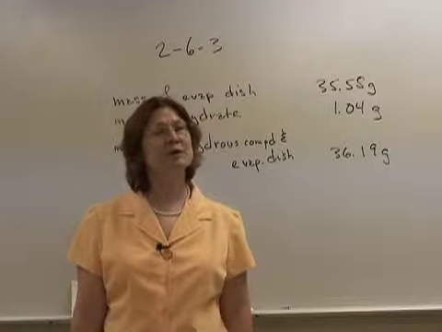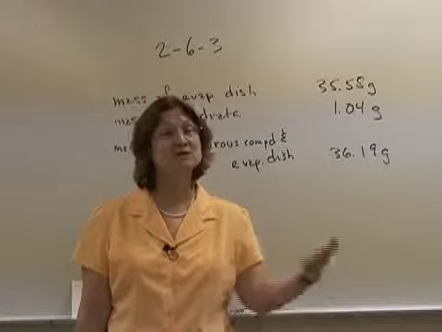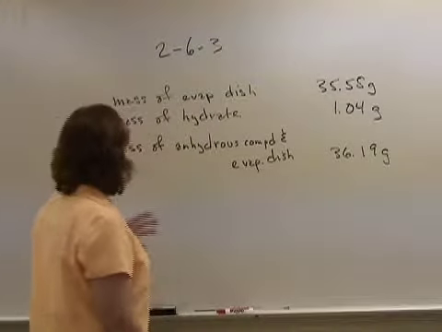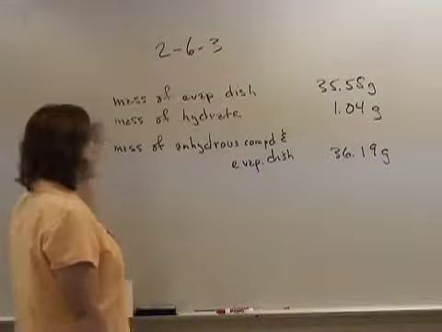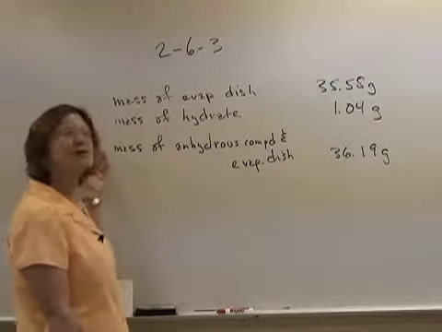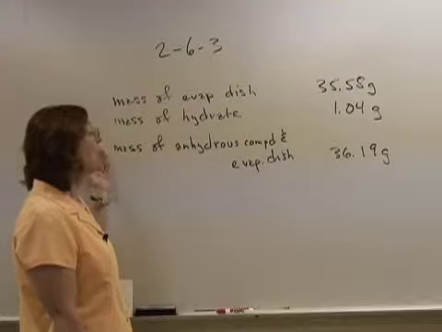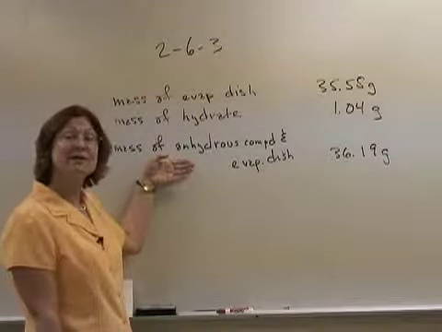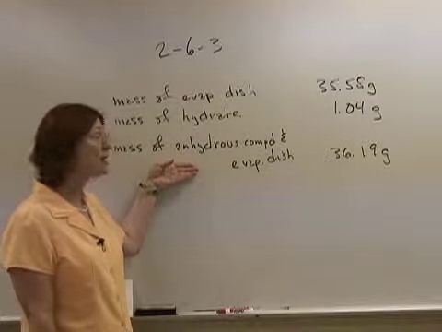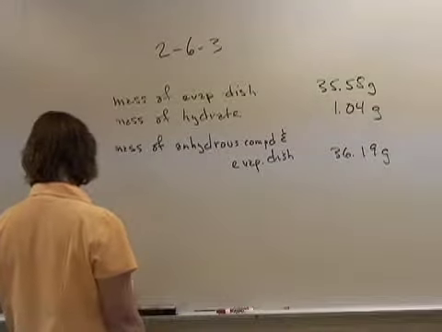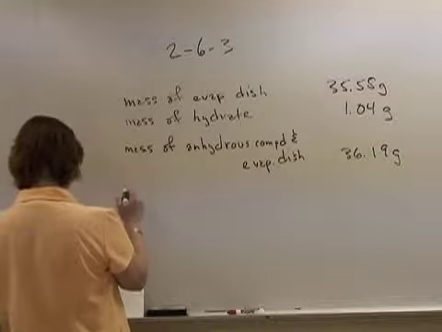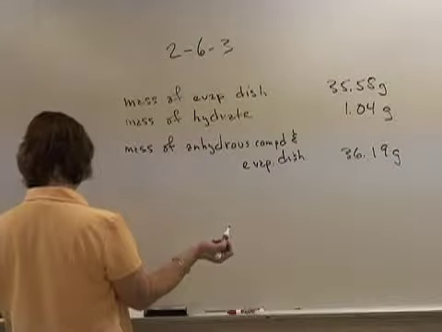In order to determine the formula for the hydrate, I must first figure out how much of the anhydrous compound that I had. Now I'm given in this data table the mass of the hydrate, the mass of the evaporating dish, and the mass of the anhydrous compound with the evaporating dish. Well, I know if I subtract out the evaporating dish from the anhydrous compound, that will give me the mass of the anhydrous compound. And when I do that subtraction, I get 1.21 is what I started with.